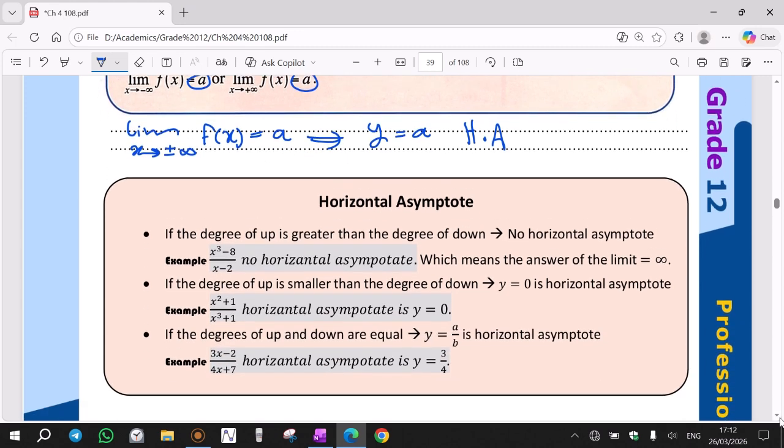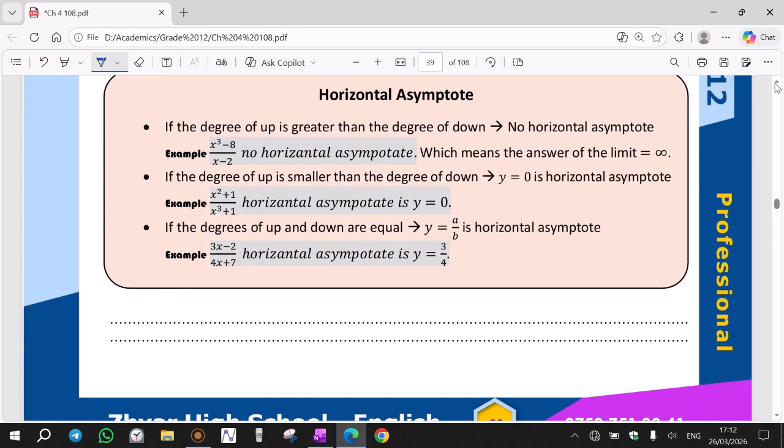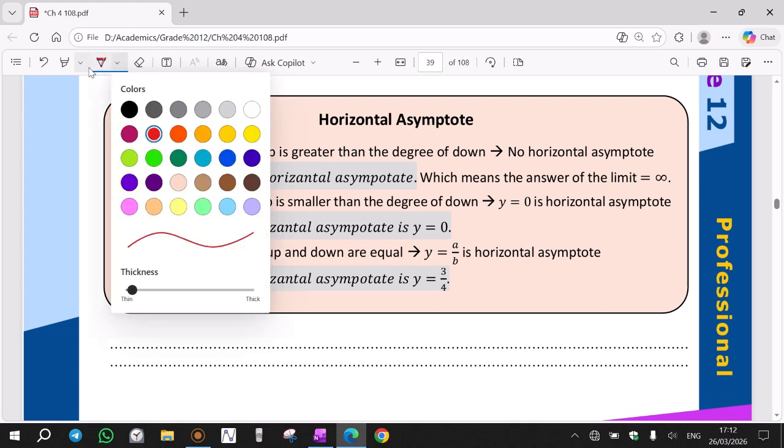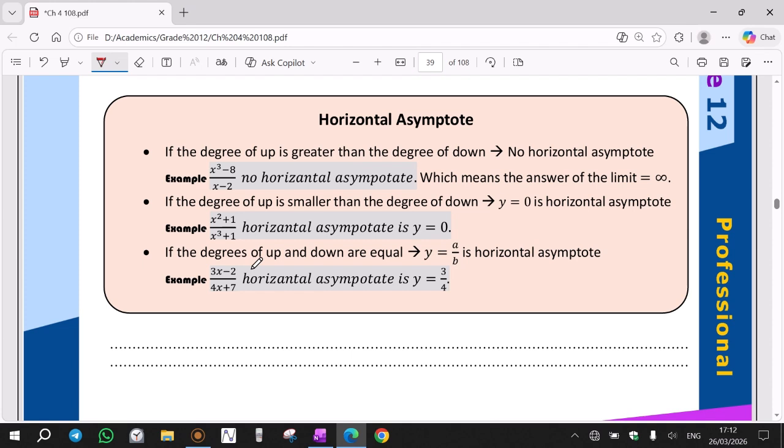There are three very common cases about horizontal asymptote, which are extremely common in the book exercises and in Wazari questions. These are three cases of finding horizontal asymptote easily. First of all, if the degree of the top is greater than the degree of the bottom, then there is no horizontal asymptote. If the same question came as a limit, the result will be infinity.